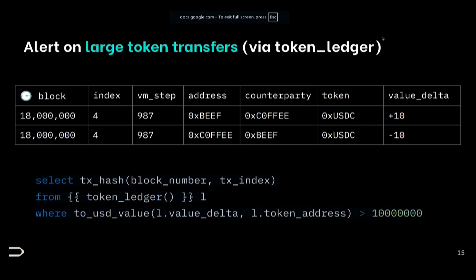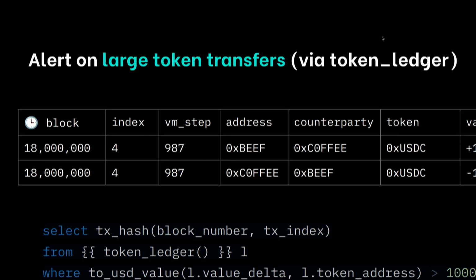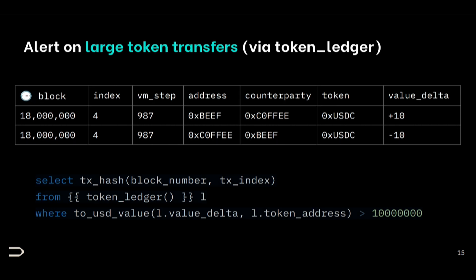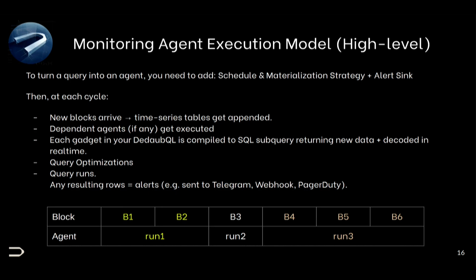But let's get back a little bit over here, and I'll explain token ledger a little bit more. So token ledger, we have 2 entries per transfer. We have 1 entry from beef to coffee, and 1 entry from coffee to beef. And if you notice, the value deltas, they are in different directions. And this is useful again, to compute things such as net transfers.